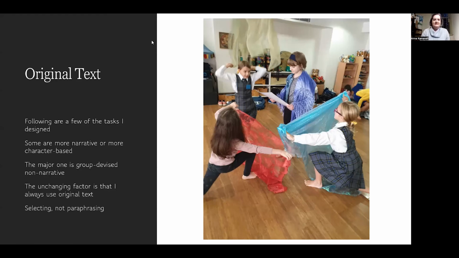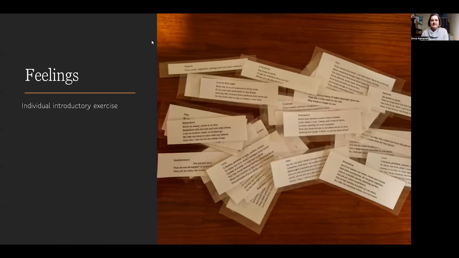So let's talk about the text that I use for this, because the key to everything I do is that I absolutely use the original text. I don't paraphrase, I don't sub in easier language. I don't give them big chunks of anything. I choose what I give them very carefully, very selectively, and I keep the pieces short, and I'll show you a couple of examples of that in a moment. But I do always use the original Shakespearean text.